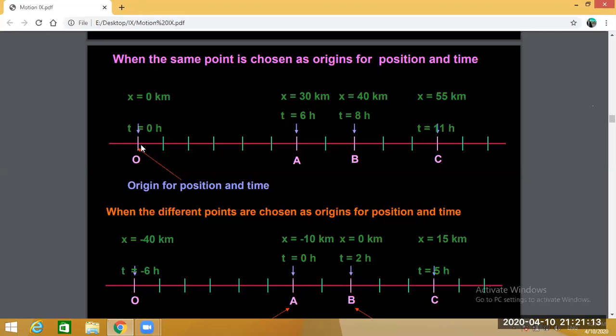Here, in the second case, we take the origin of position at a point on the line where time is minus 6 hours and position is minus 40 kilometer in this case.